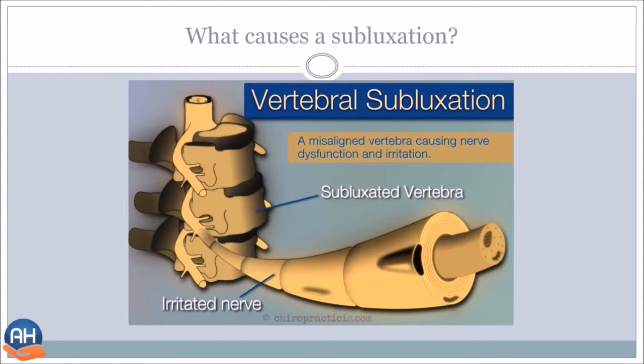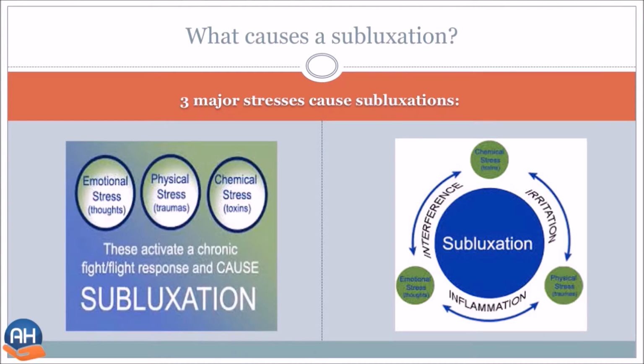Now, what causes a subluxation? As we said, plain and simple, it's bone out of place. If you can look at that slide, you can see how that nerve is a little bit irritated because of the subluxated vertebrae or the bone out of place just above it. Now, what causes a subluxation is a good question, and is also the basis for all of my lectures.